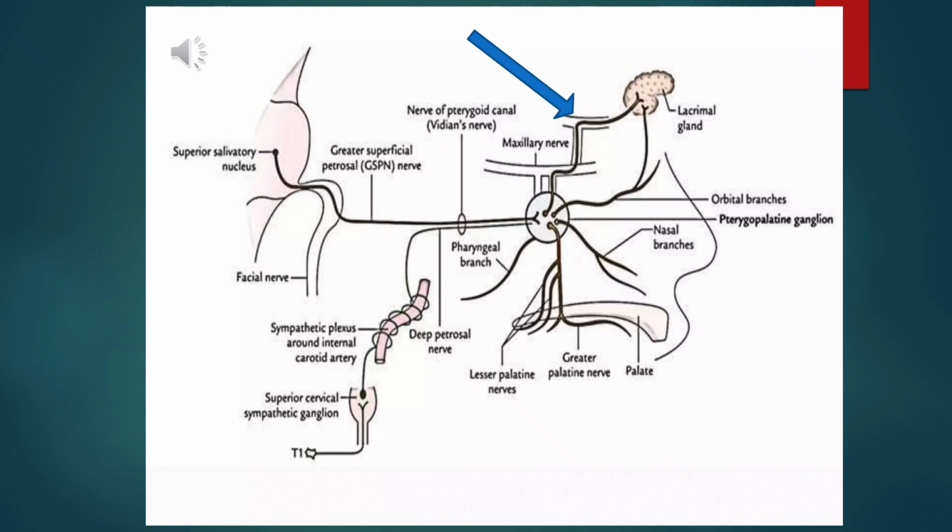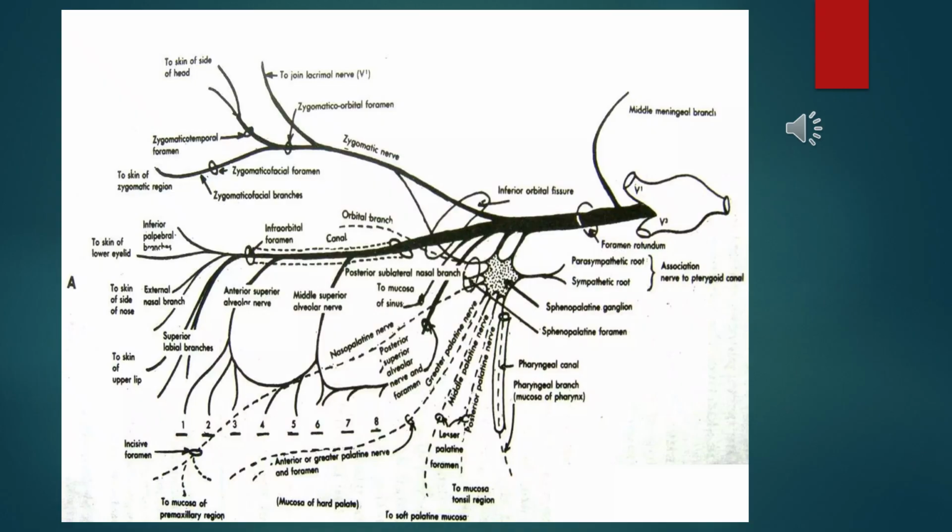Then comes the posterior superior alveolar nerve. It is also given off in the pterygopalatine fossa. It runs downward and continues on the posterior surface of the maxilla, and it runs through the posterior superior alveolar canals and supplies the posterior wall of the maxillary sinus and maxillary molars along with their gingiva.